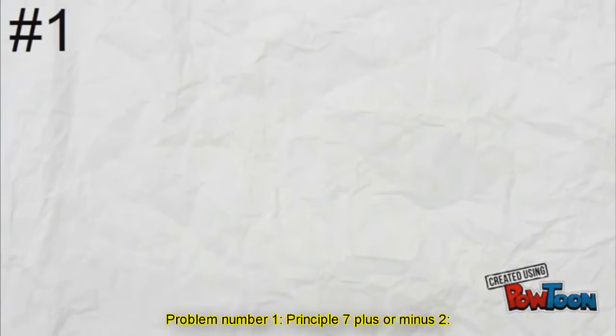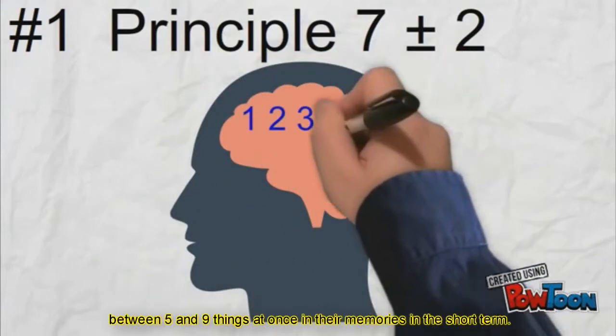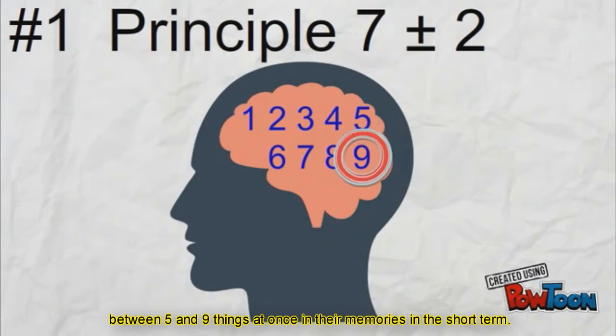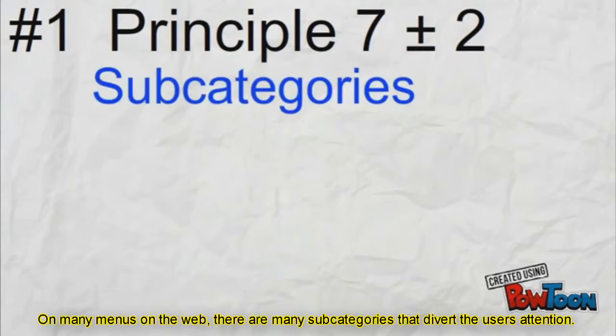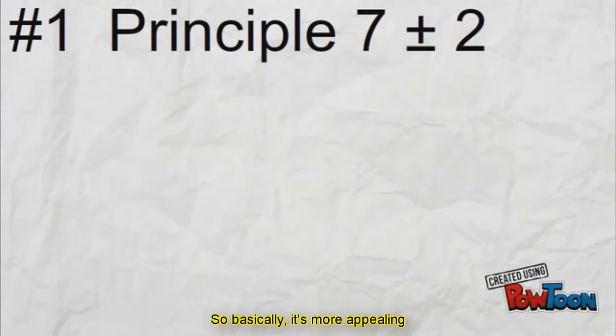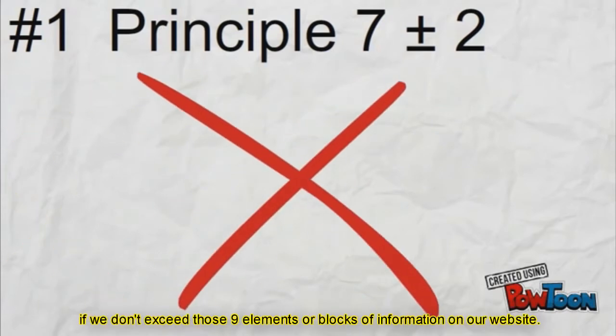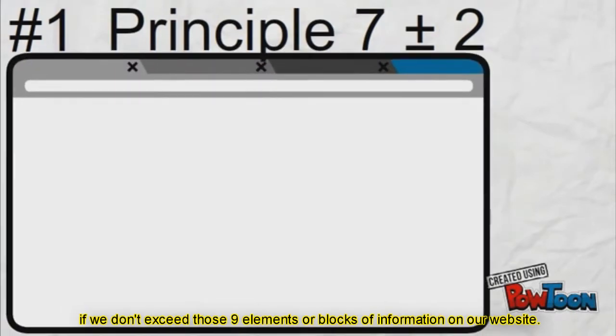Problem number 1. Principle 7 plus or minus 2. According to diverse studies, human beings can retain between 5 and 9 things at once in their memories in the short term. On many menus on the web, there are many subcategories that divert the user's attention.